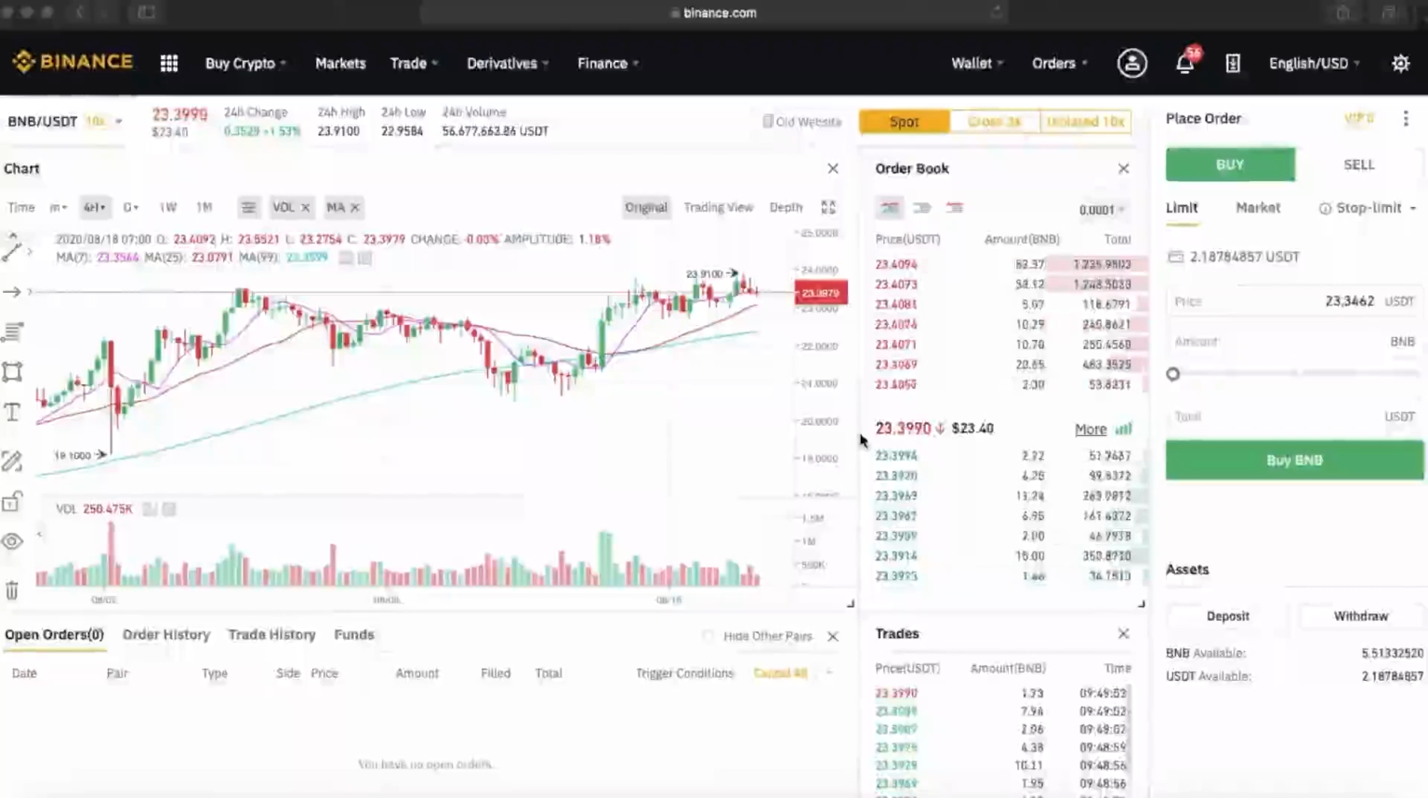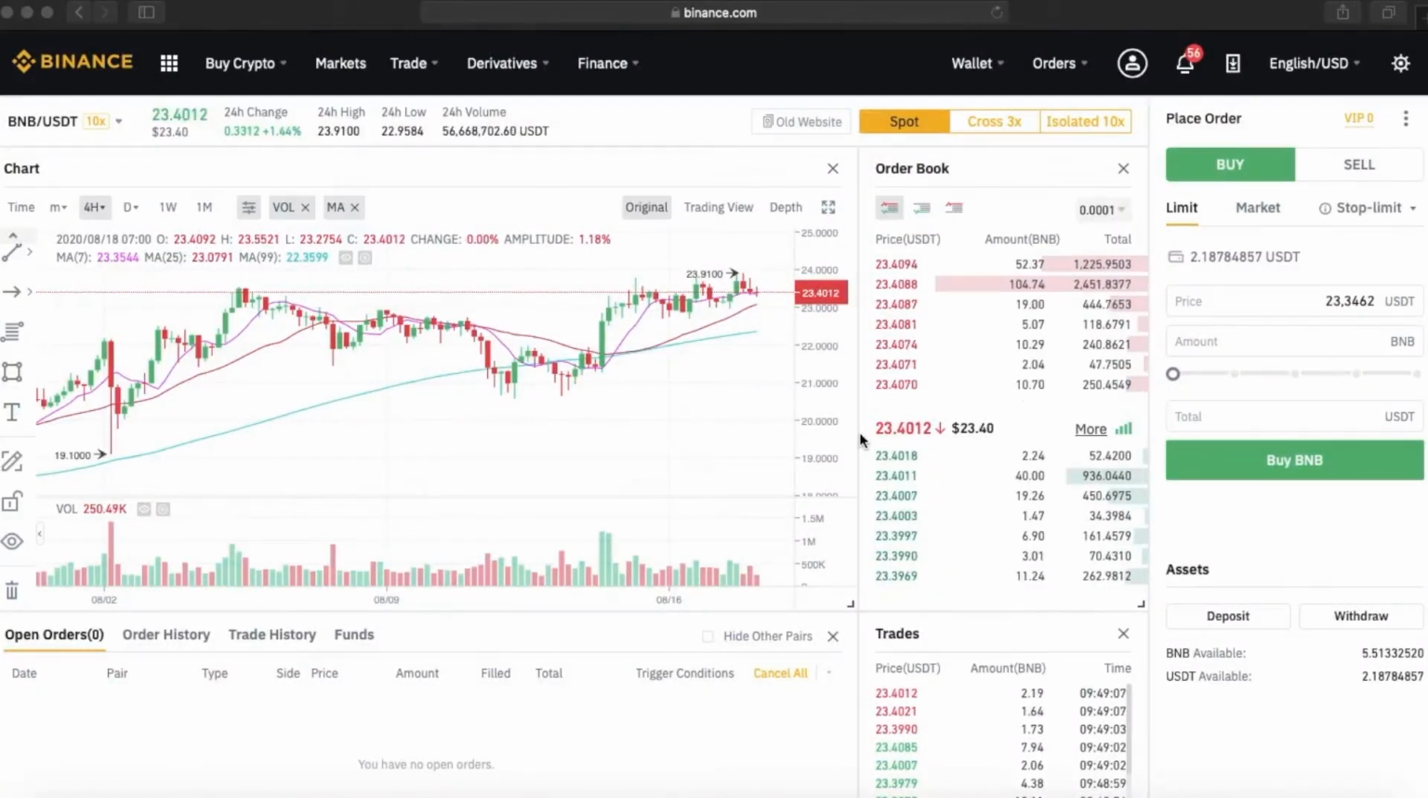Hello everyone, friends. Today, what is stop loss on the Binance exchange will be discussed with you. What is a stop buy order? How is it used? I will talk to you about this.